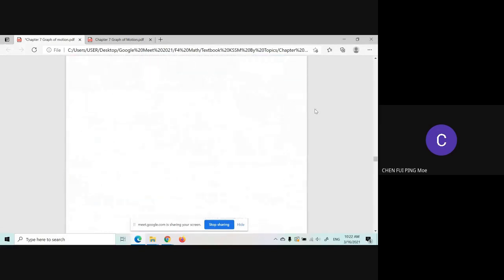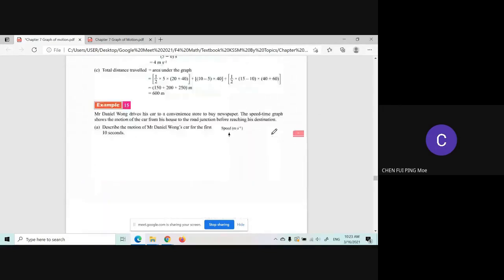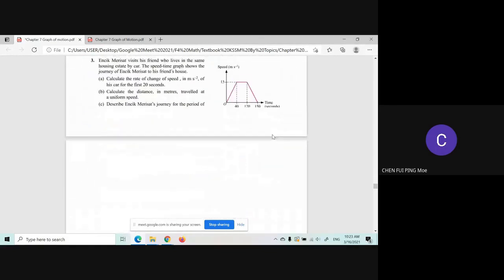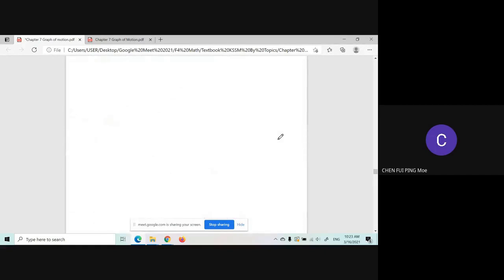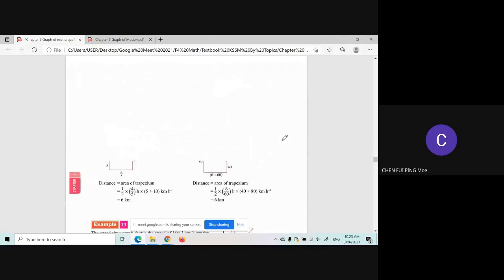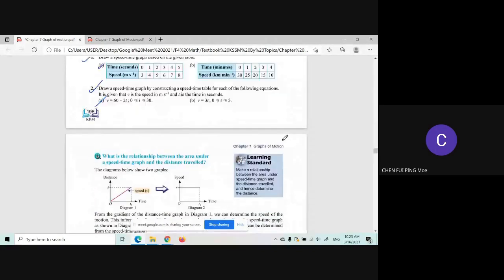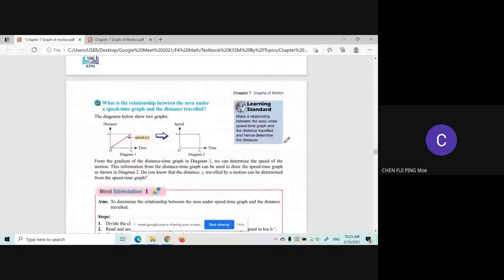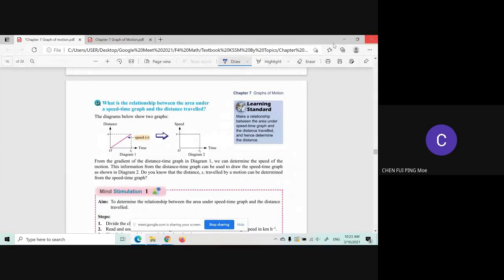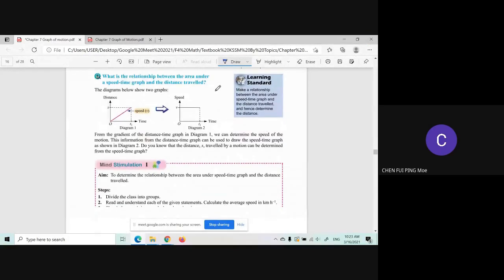Next part is just about area. I see first, it's that long. Okay, so I continue. So far, any question regarding speed time graph? Any question you want to ask? Can you understand? Okay, if you can understand, I continue to the next part.